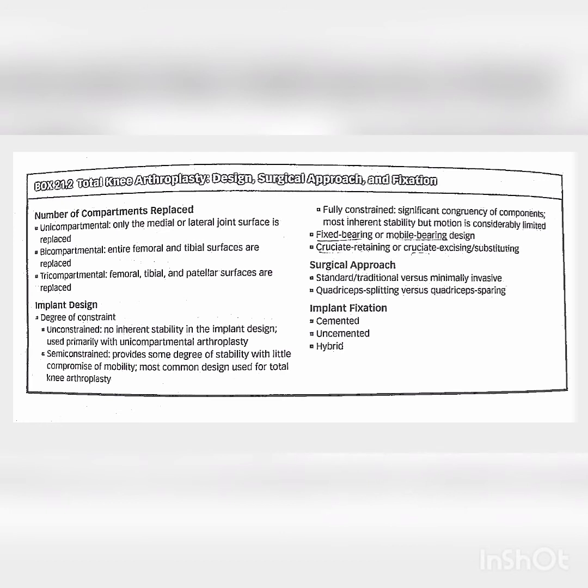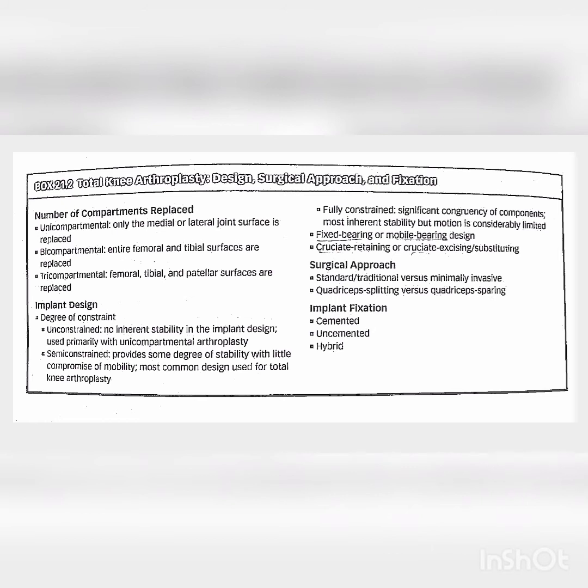Another way to classify TKA design is based on the status of the posterior cruciate ligament. Designs are described as cruciate retaining or cruciate excising or substituting designs. Although the anterior cruciate ligament is routinely excised during knee replacement, except with the unicompartmental knee arthroplasty, the PCL can be preserved or sacrificed.